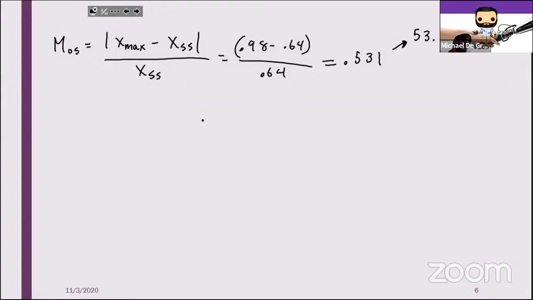There's another equation for maximum overshoot, though. The maximum overshoot is also equal to e to the negative zeta times pi divided by the square root of 1 minus zeta squared.